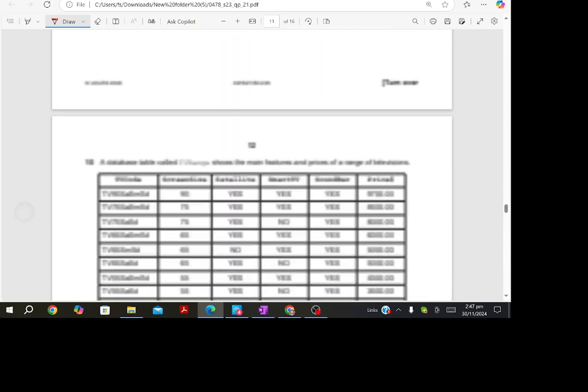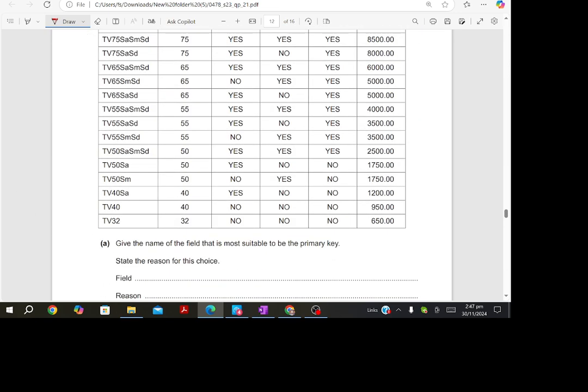Okay, logic gates we haven't done yet. So that was all about this paper.